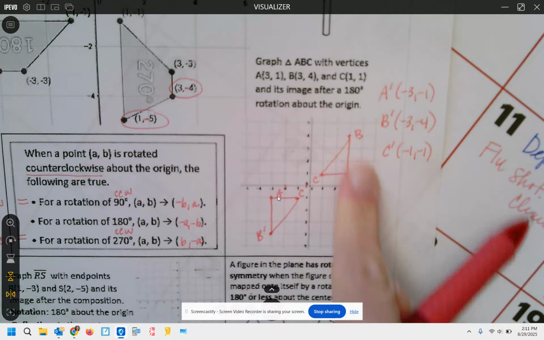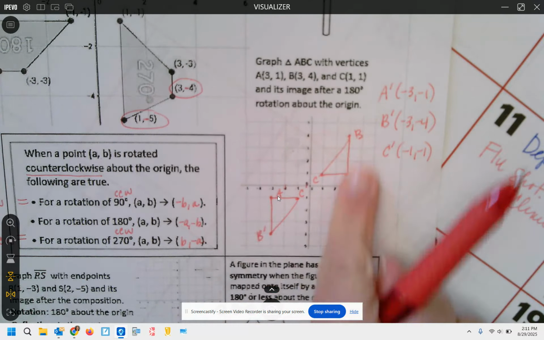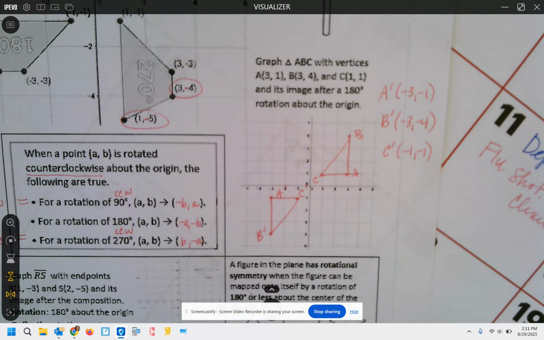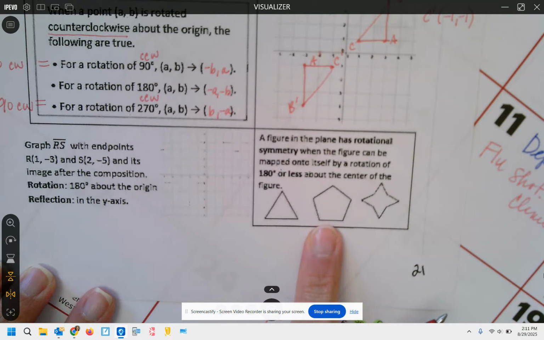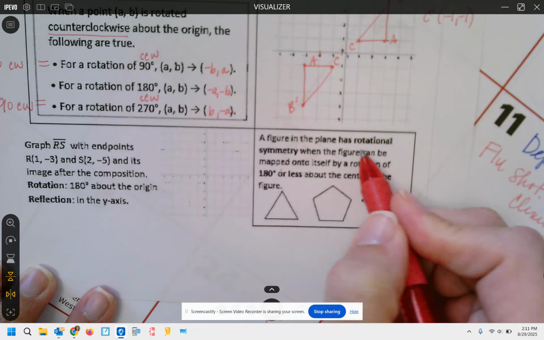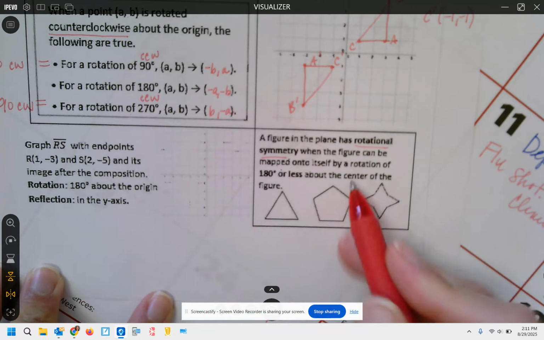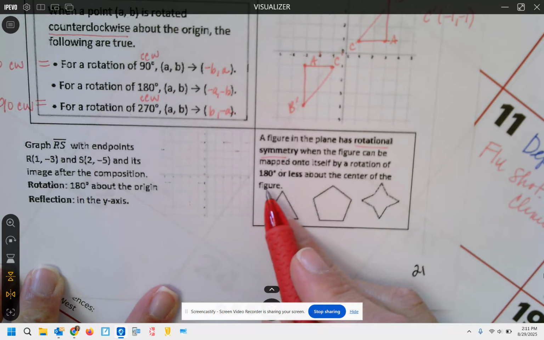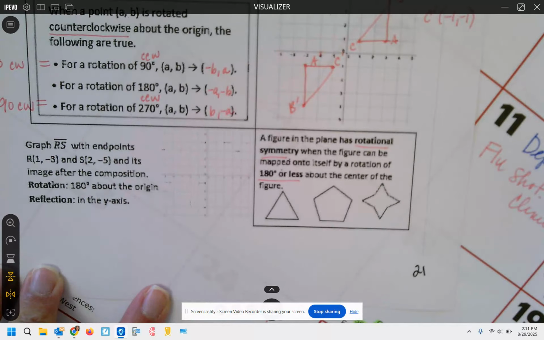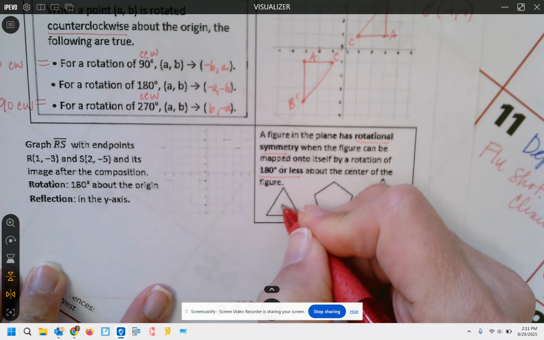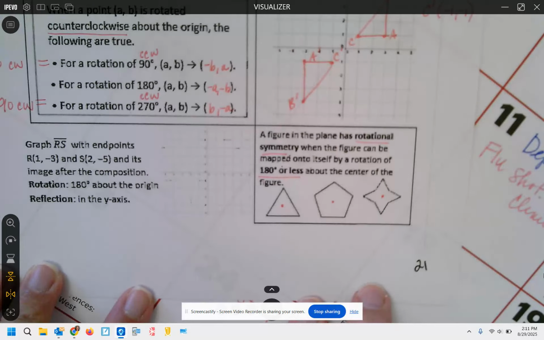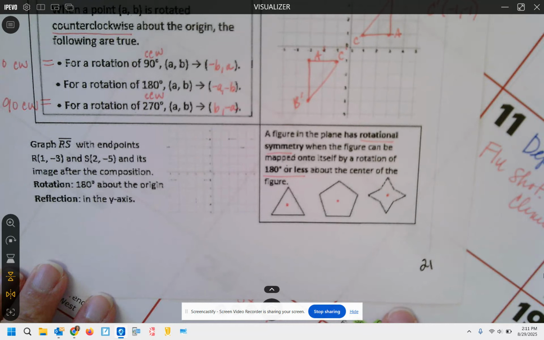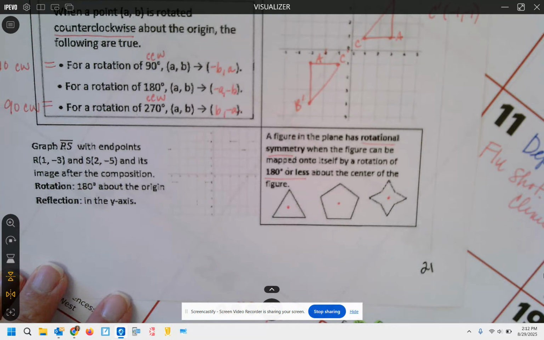And so you can see that this indeed would look correct if we were to rotate this 180 degrees. At the bottom, this box is just giving you some examples of figures that have rotational symmetry, which means the figure can be mapped onto itself by a rotation of 180 degrees or less about the center of the figure. So if you drew in a center point for each of these, and you think about rotating it less than halfway around, it should eventually at some angle map onto itself or be exactly the same and match.